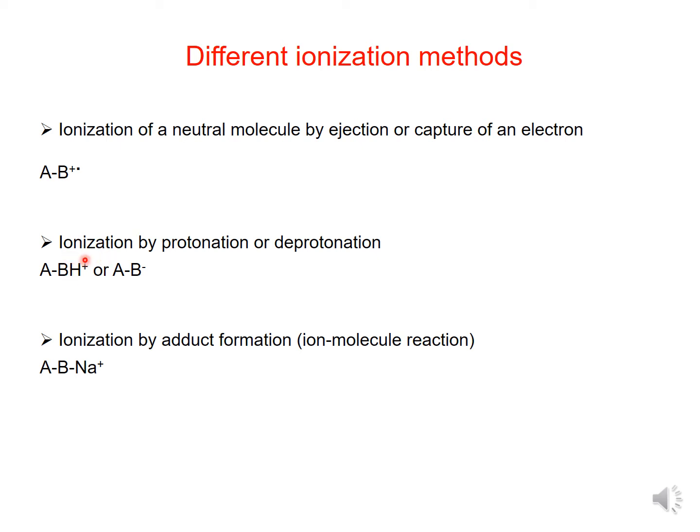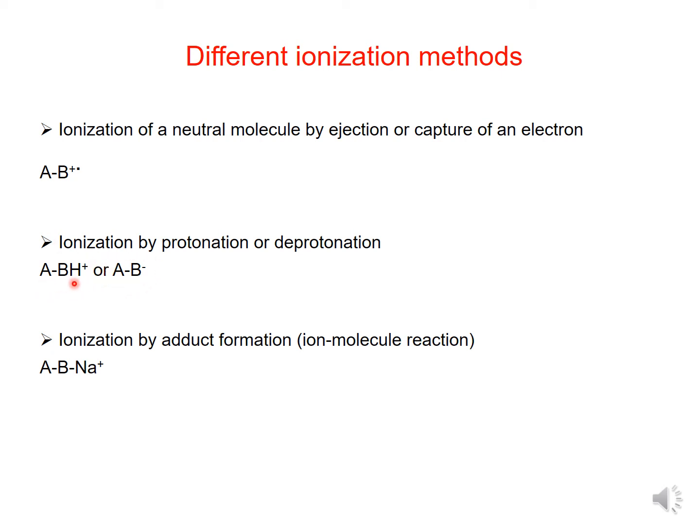There are other possibilities, and these are very useful: ionization by protonation or deprotonation. The protonation consists of adding a proton to the molecule, so this is ABH+, and the deprotonation consists of ejecting a proton from the molecule, so this is AB minus H+. In the first case, we obtain a cation. In the second case, we obtain an anion.